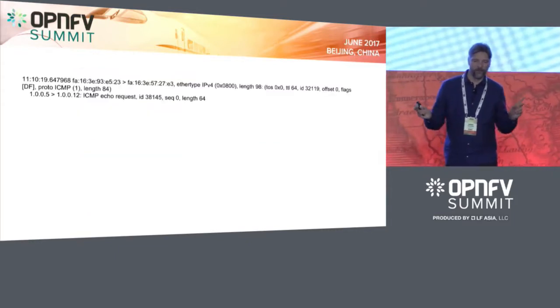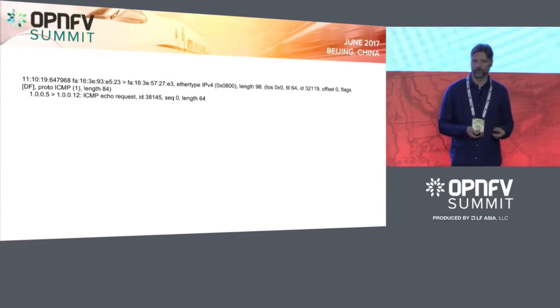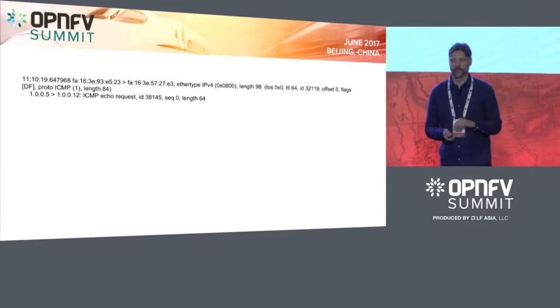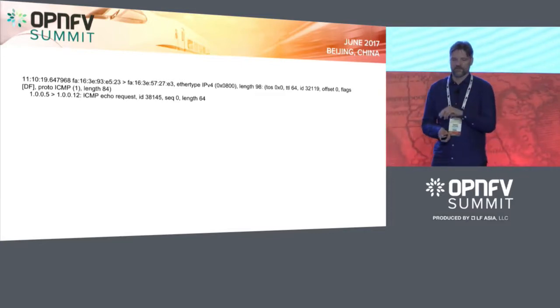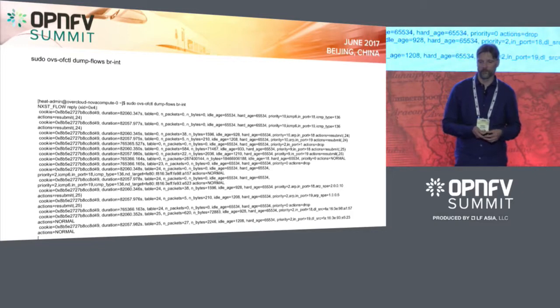So here's the packet, you see it again. This is the tcpdump of the packet. It's an ICMP packet with the ping, source MAC address, destination MAC address, Ethernet type IPv4, and so forth, minimum size.